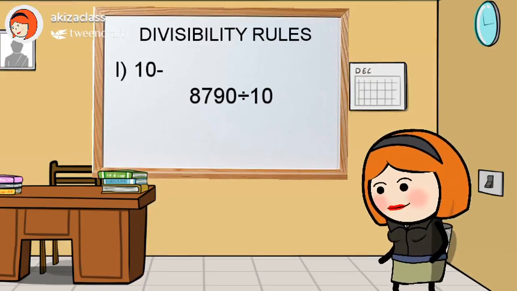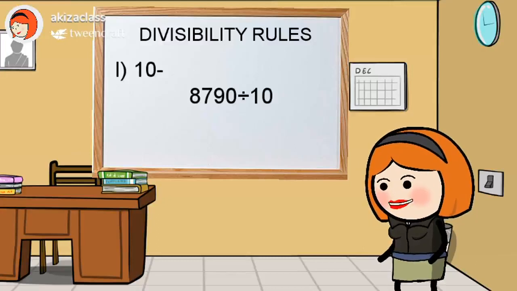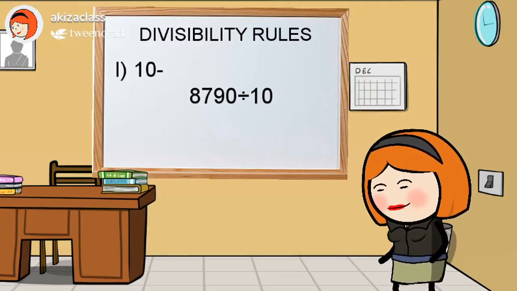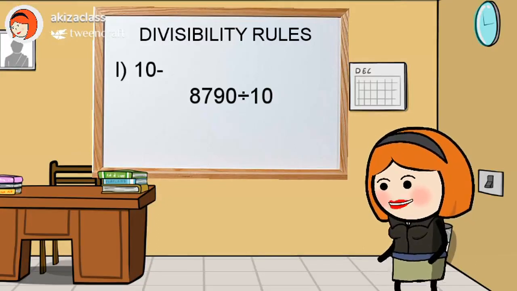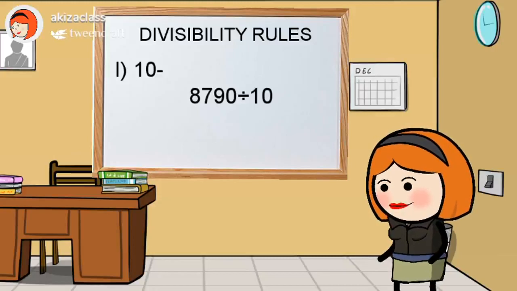Let's take an example. Is 8790 divisible by 10 or not? We will check the last digit of the number, and the last digit is 0. So we can say 8790 is divisible by 10.